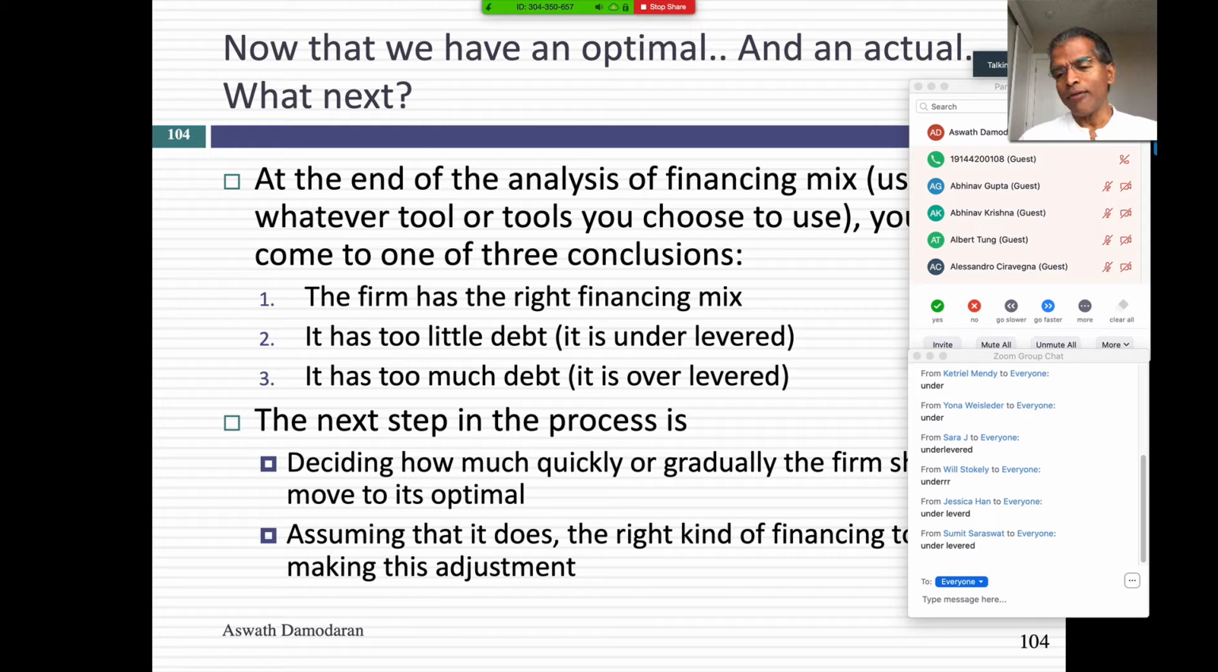But if you have an actual debt ratio that's different from the optimal, I'm going to ask you a follow-up question. What do I do next? And that's what I want to spend today talking about. Should I go to the optimal? And if so, how quickly should I move to the optimal?